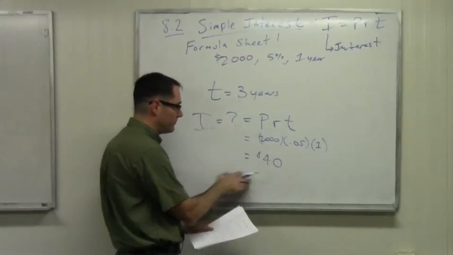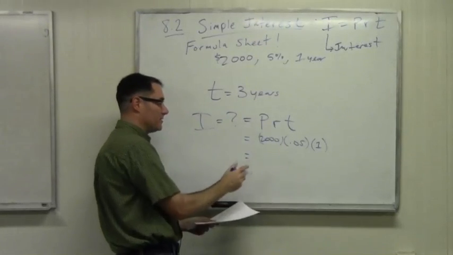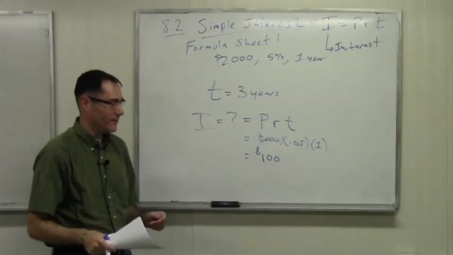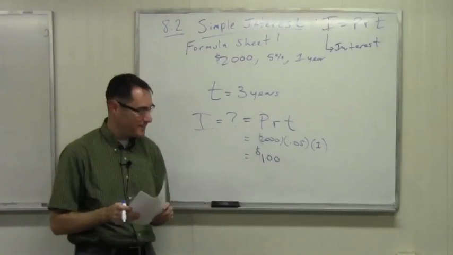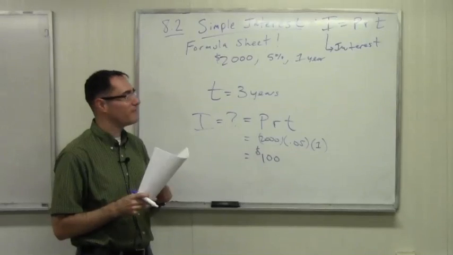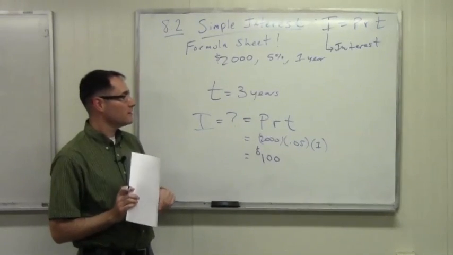Nope, I lied. I'm not multiplying correctly. How about 100? Thank you. I was thinking it was divided by for some reason. $100. So it's $100, right? $2,000 loan, 5%, 1 year. It's actually not too bad.